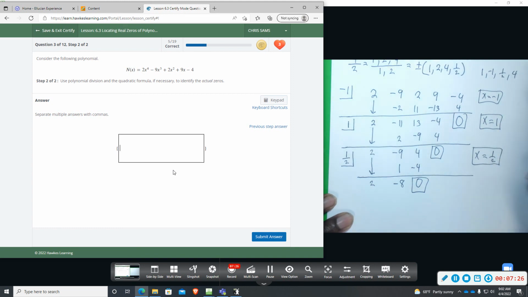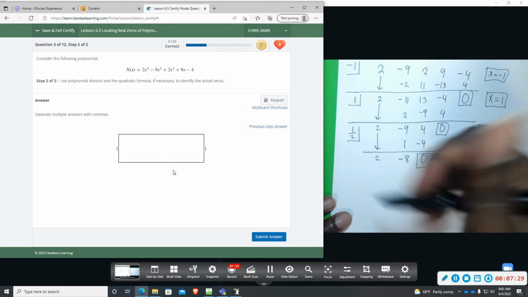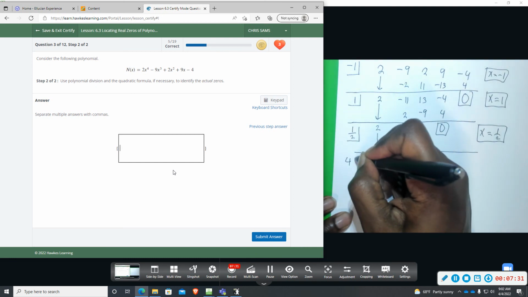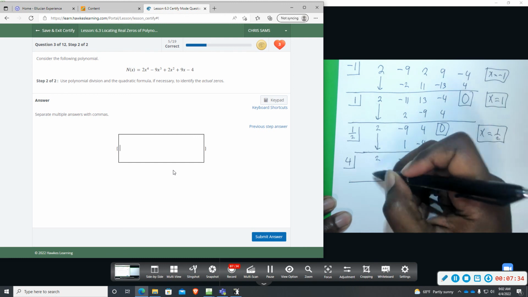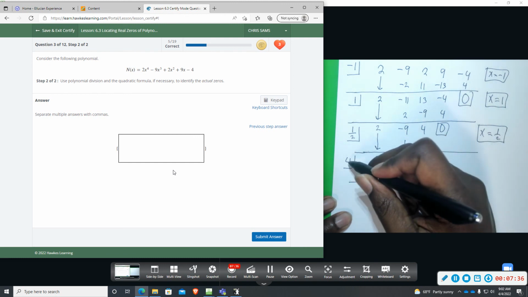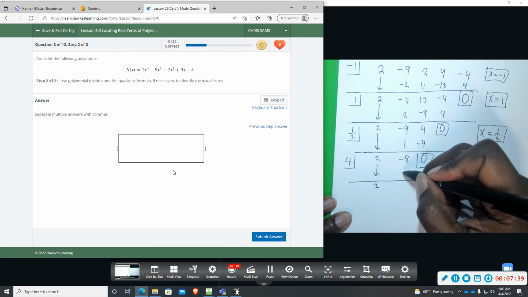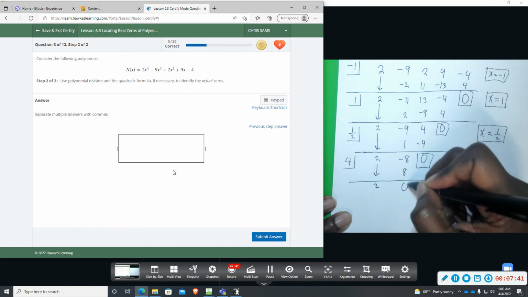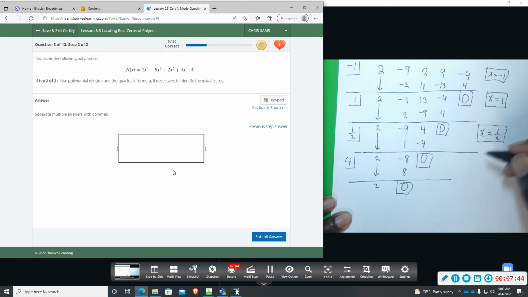And then the last number that we believe works was a positive 4. So I can keep going, put a 4 here, bring down this first term. 4 times 2 is 8, and then subtract, we get 0, and that's it. So x equals 4 also works. So we were able to look from our calculator, find the ones that actually work, and then we can just verify it with synthetic division, noticing that we get a 0 on the last column every time.